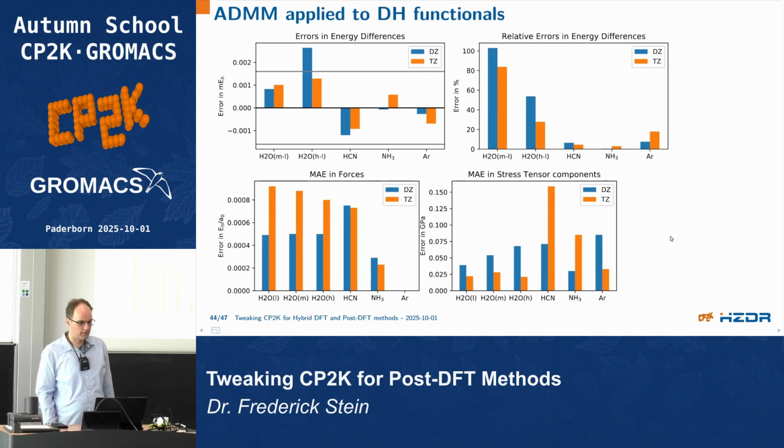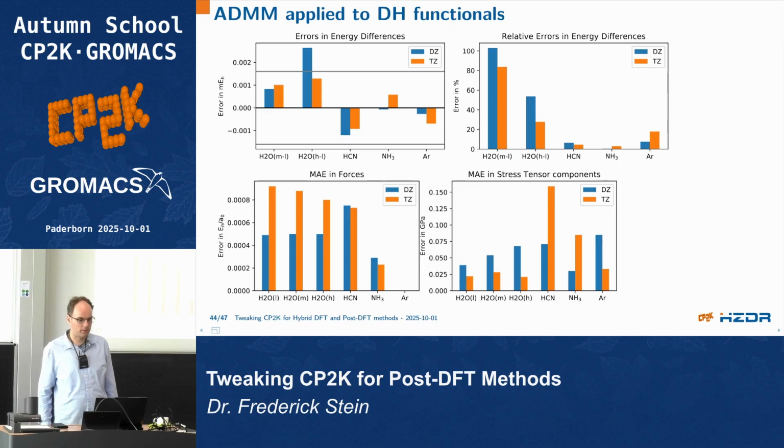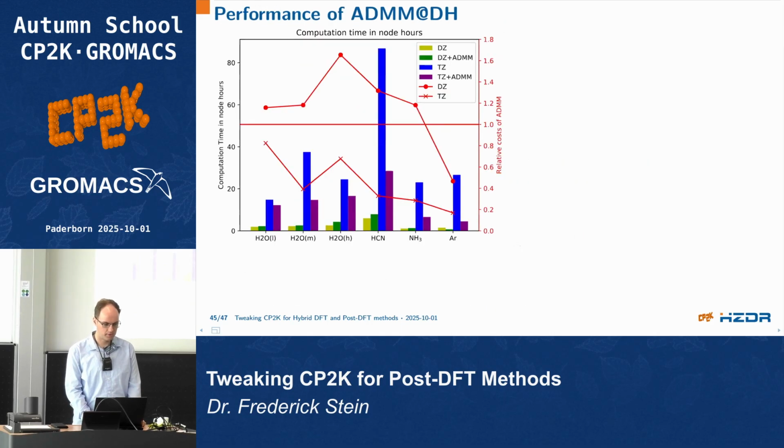Then a few words on the application of the ADMM approximation, because it is still relevant for double hybrid functionals, although they are already pretty expensive. I show you here the errors that you introduce to double hybrid functionals in some energy differences and the analytical gradients. And the errors, I think, are pretty acceptable. If you think that's too large, you can still increase the fitting basis for the ADMM approximation.